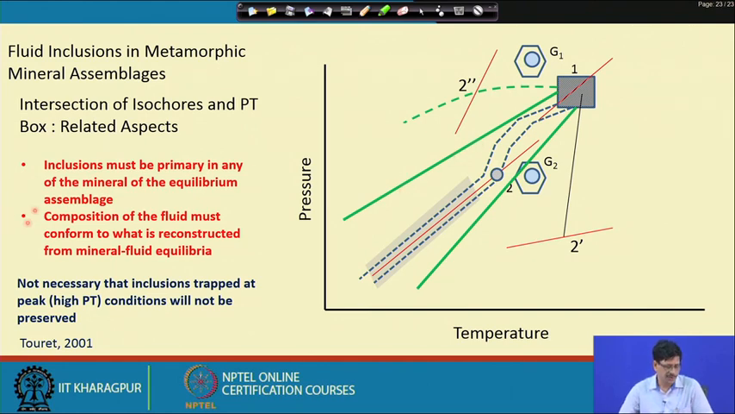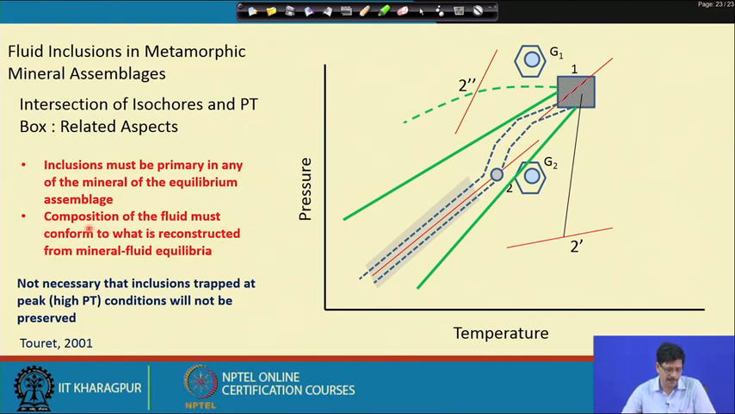So, Touré puts these kinds of points here, that the intersection of the isochores and the PT box is definitely one of the prerequisites to really conclude whether a particular fluid that we are looking at is the peak metamorphic fluid or not. Of course, it goes without saying that the inclusion must be primary in any of the minerals in the equilibrium assemblage. If they happen to be secondary, or present in transgranular cracks, healed cracks, then the interpretation will be different. The composition of the fluid must conform to what is reconstructed from mineral fluid equilibria.